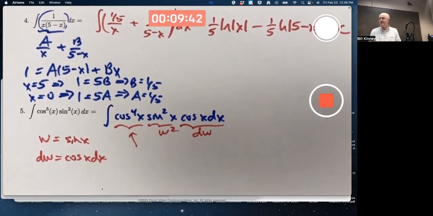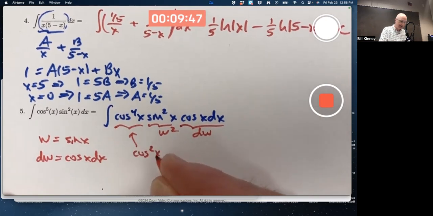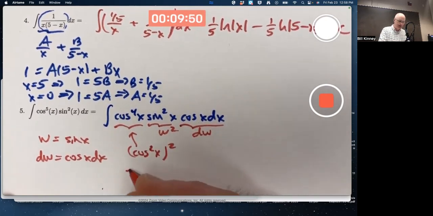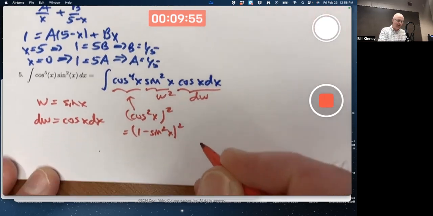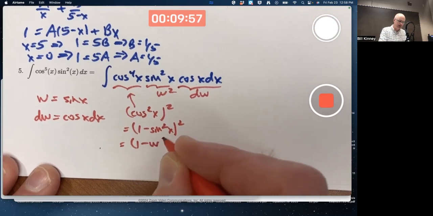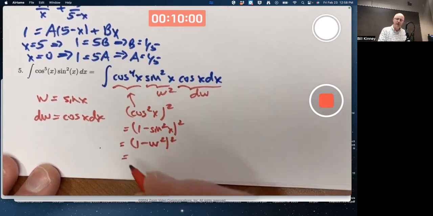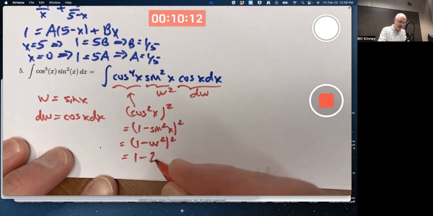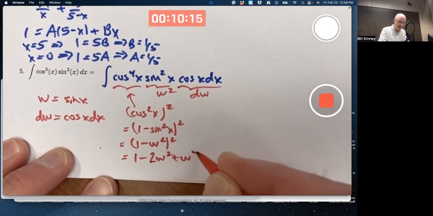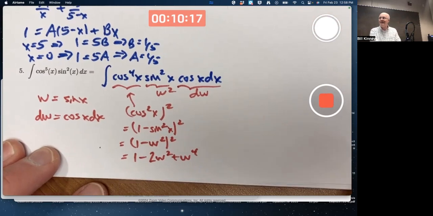We did an example like this once before. That's cos squared x squared, and therefore it's 1 minus sine squared x squared. And if w is sine x, it's 1 minus w squared. But when you expand that, you have to use FOIL. It's 1 minus w squared times itself. First times first, outside times outside, inside times inside, last times last, you'll get a middle term that's minus 2w squared. Like that, don't forget that.